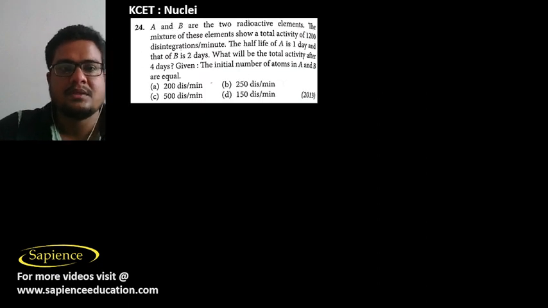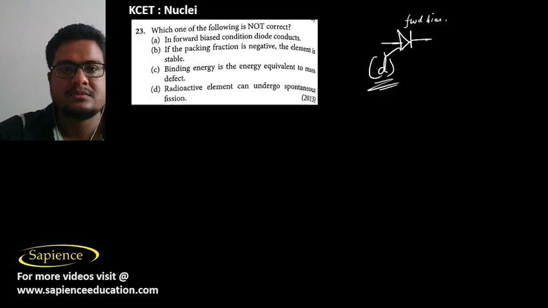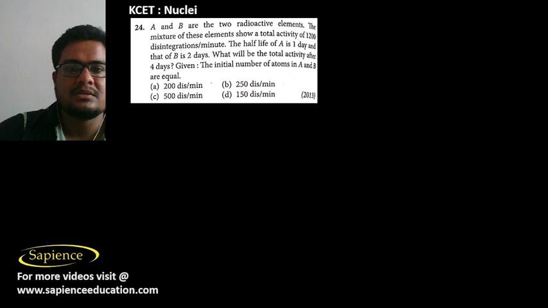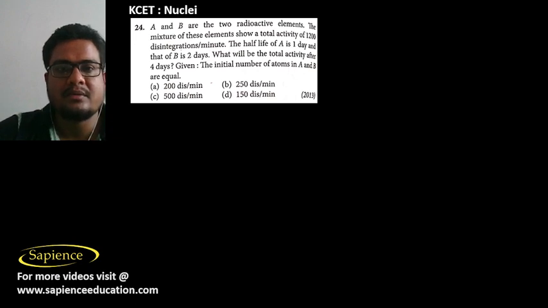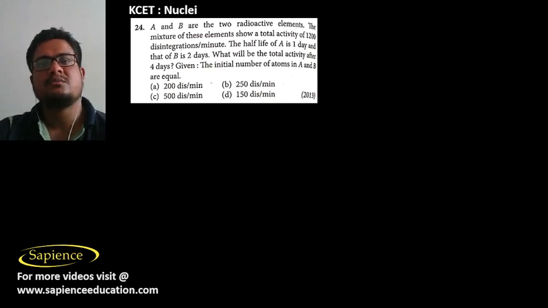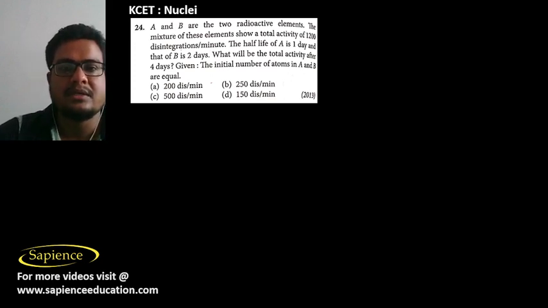Then question number 24, it is told A and B are two radioactive elements. The mixture of these elements shows a total activity of 1200 disintegrations per minute. The half-life of A is 1 day and that of B is 2 days. What will be the total activity after 4 days? Given that the initial number of atoms of A and B are equal.